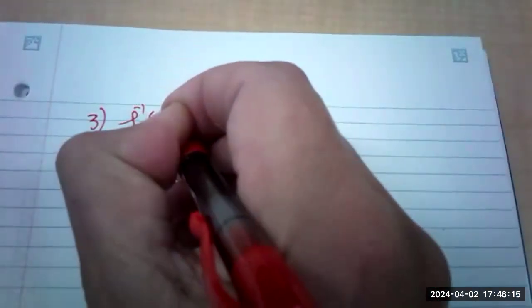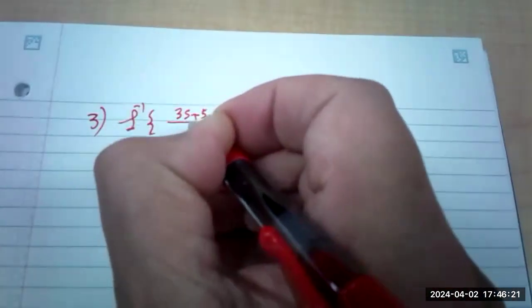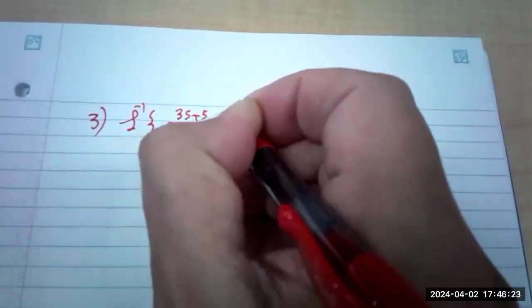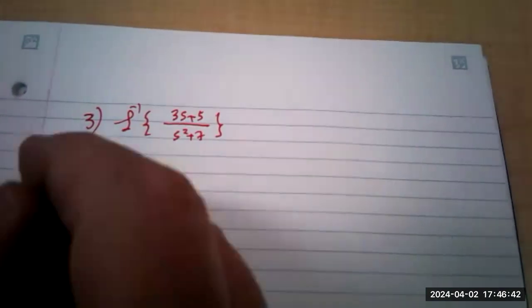Next one. Okay, so what's going to be the next one? Number three. Number three is this one. Laplace inverse of 3s plus 5 over s squared plus 7. If only the s on the top, it can be cosine. If not, can we break it up into two? Yes, well, everything is linear. So break it. This is it.